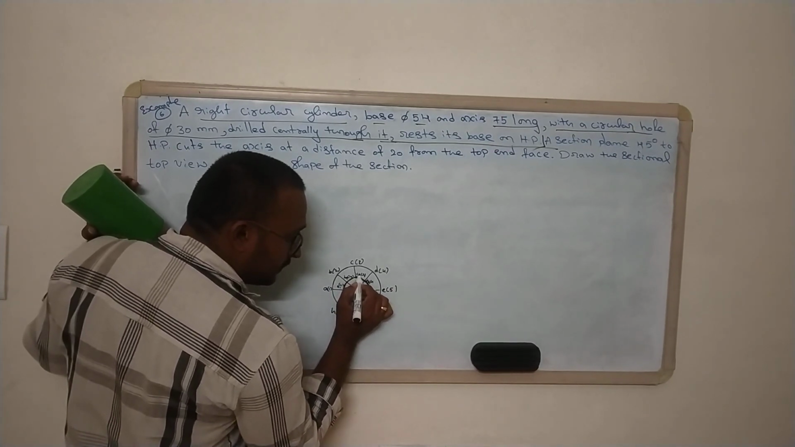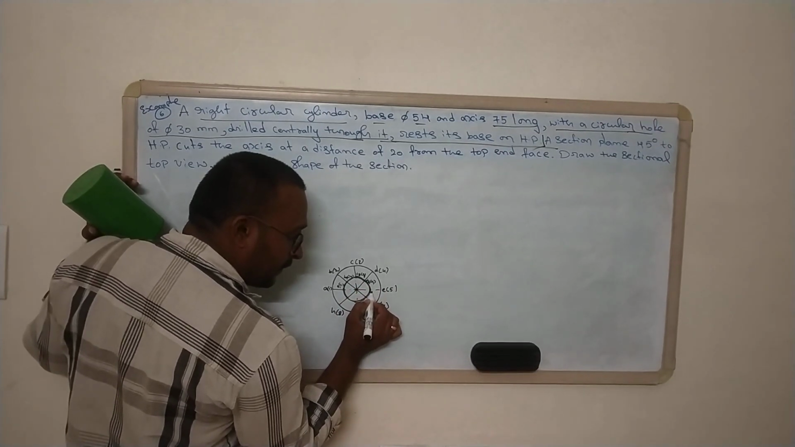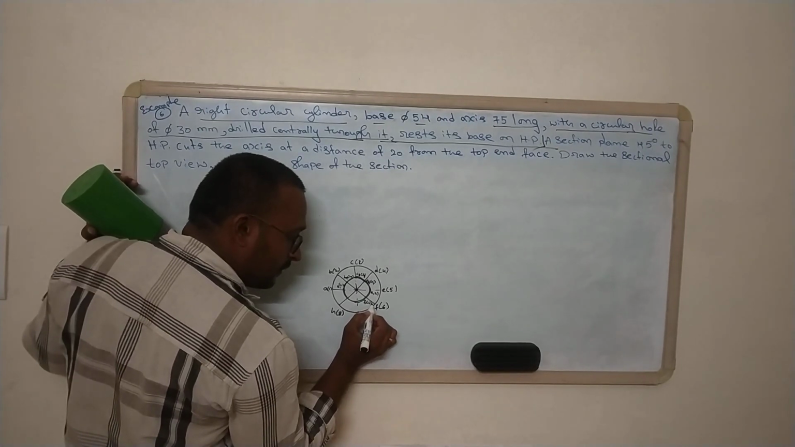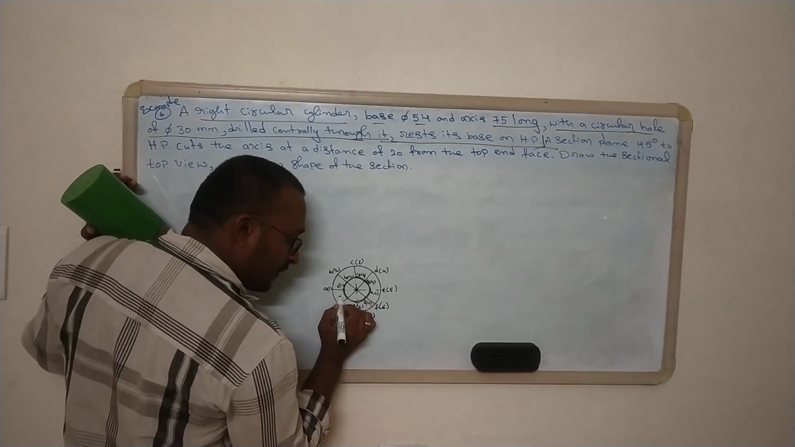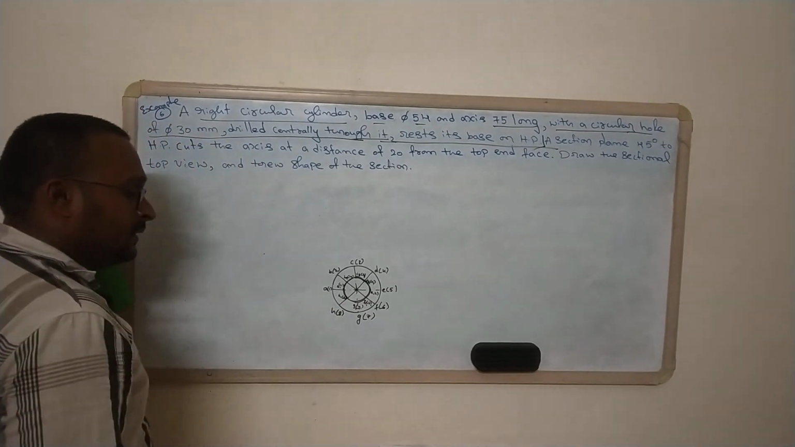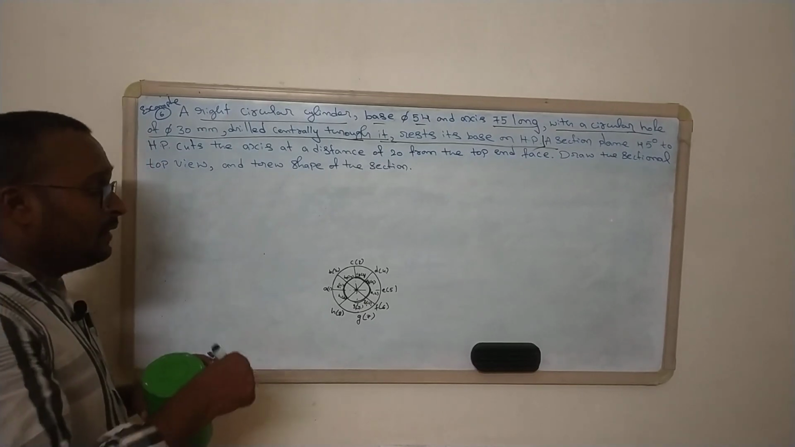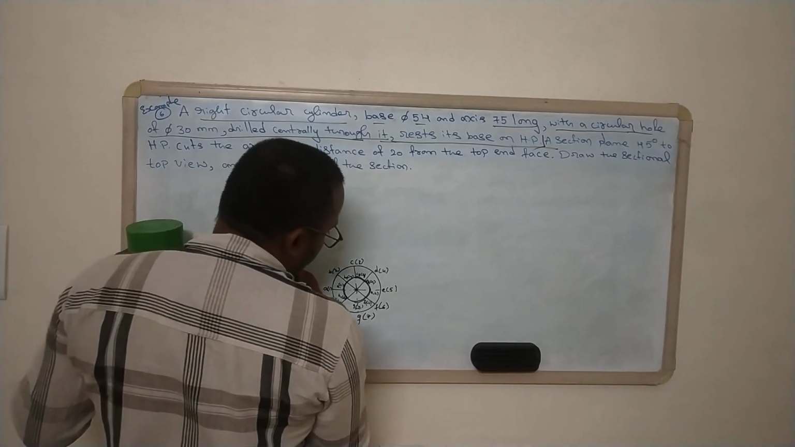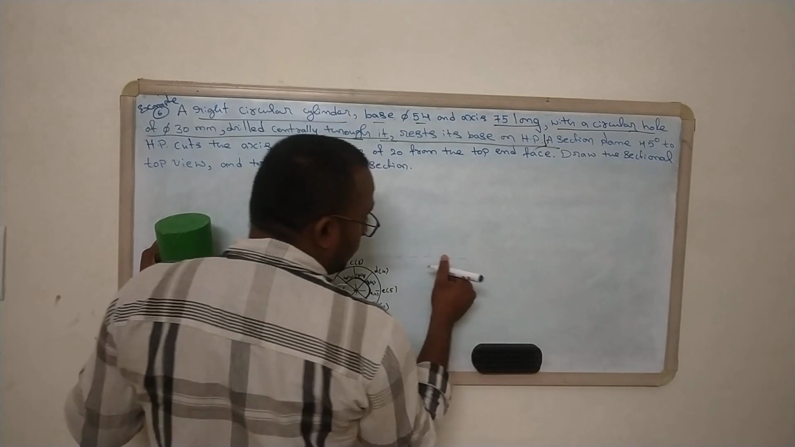B1, 2 1, C1, 3 1, D1, 4 1, E1, 5 1, F1, 6 1, and then G1, 7 1. Here we will have H1, 8 1, right? Here also we have two circular surfaces, and the inner side also has two circular surfaces. Then we need to project all these towards the top.